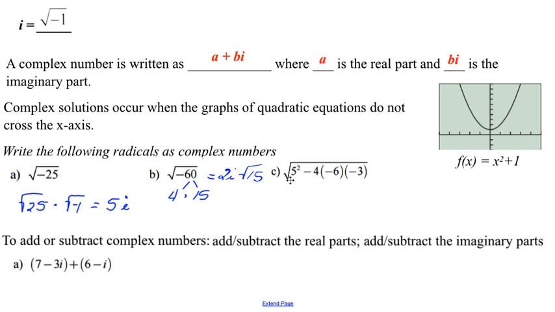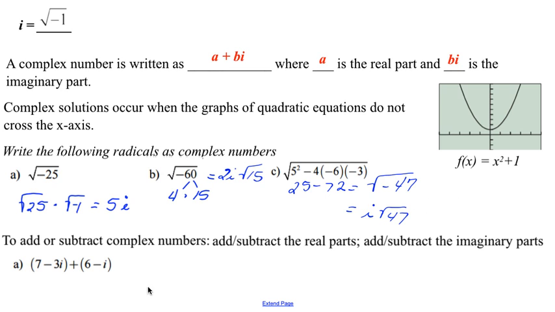Letter C, we need to simplify. 5 squared is 25, and when we multiply these three negative numbers together, we get a -72. 25 minus 72 under the radical is -47, so this simplifies as i square root of 47.